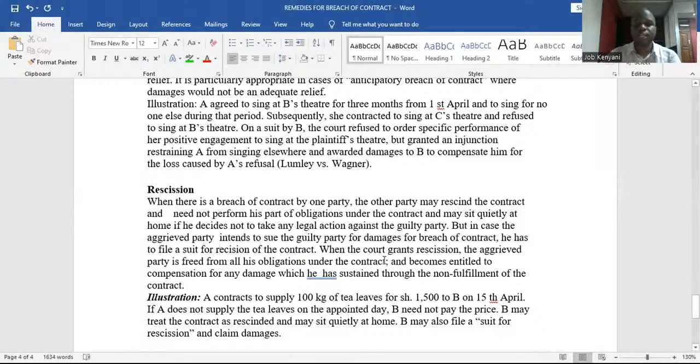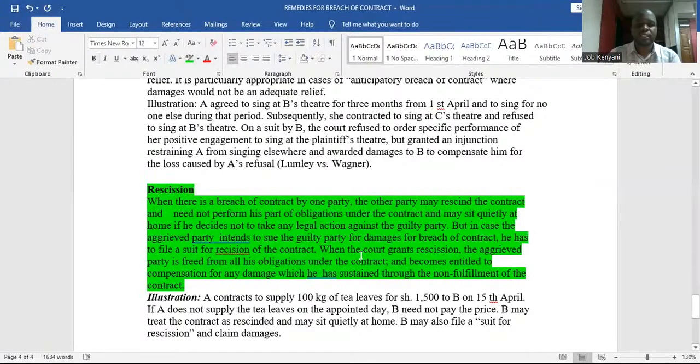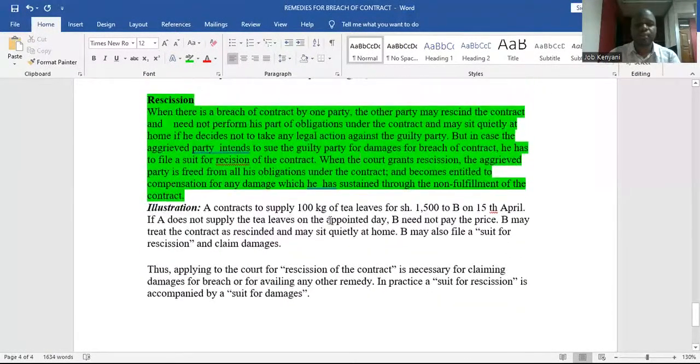So when the court grants rescission, the aggrieved party is freed from all obligations under the contract and becomes entitled to compensation for any damage which he has sustained through non-fulfillment of the contract. So they have given an example there.